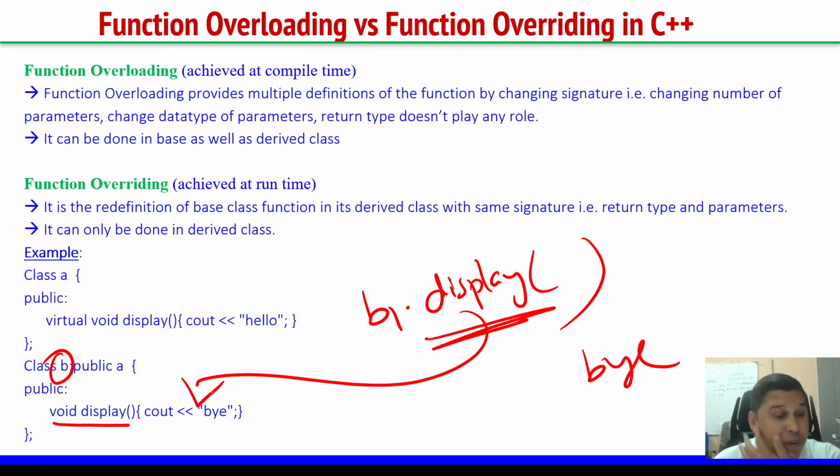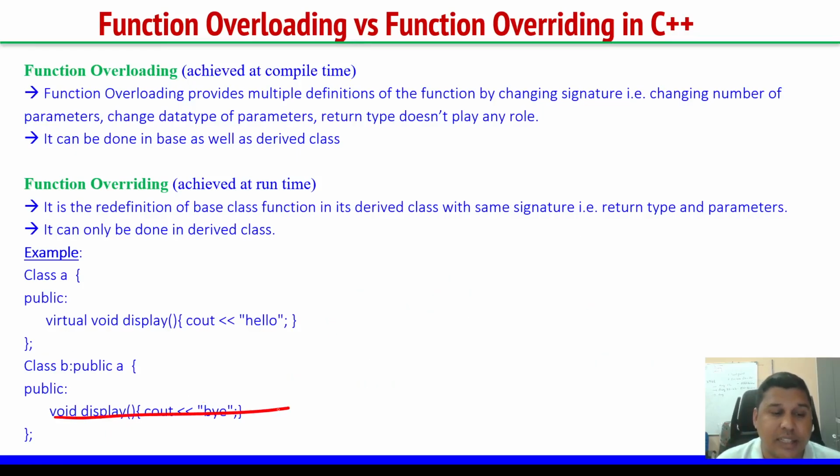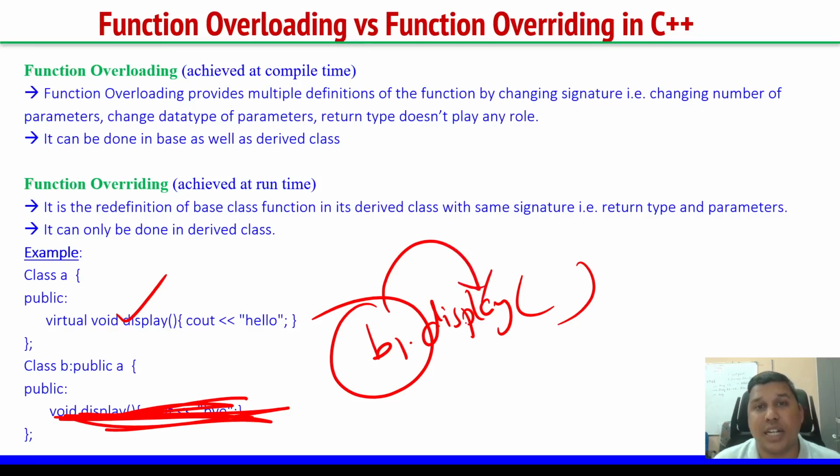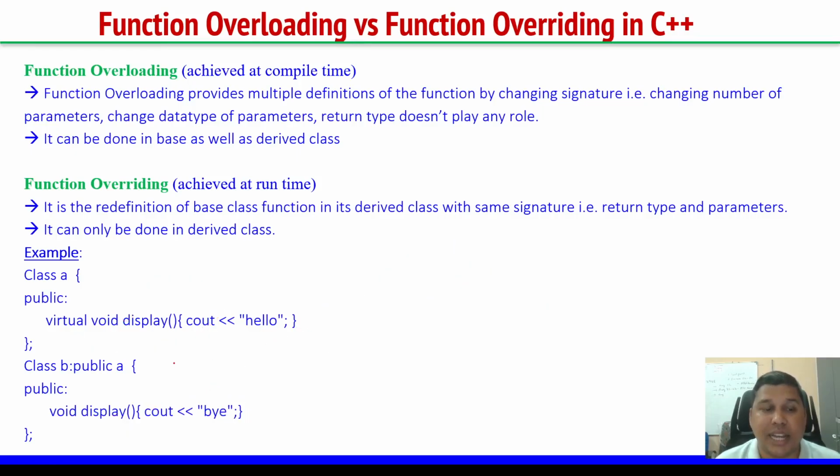What is the use of inheritance? Inheritance says don't declare this again, it is not required. Already the parent class is there, use the same function. If I don't write this and I write B1 dot display, though class B does not have the display function, it will inherit from the parent class. But here I am trying to override the definition of hello with by. This is function overriding.